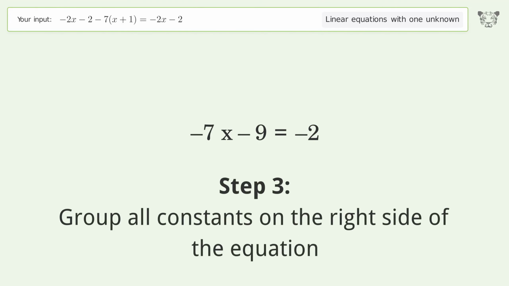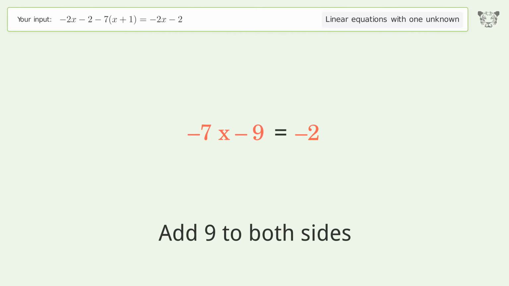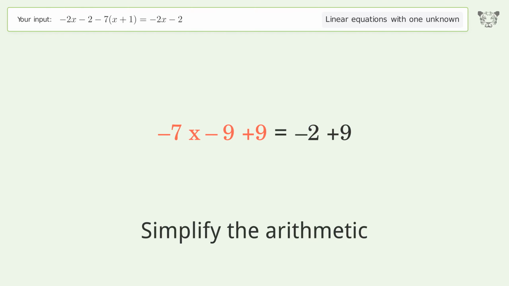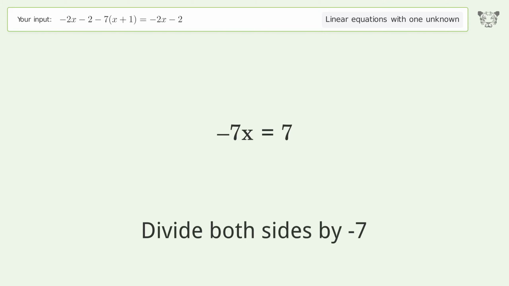Group all constants on the right side of the equation. Add 9 to both sides. Simplify the arithmetic. Isolate the x. Divide both sides by -7.